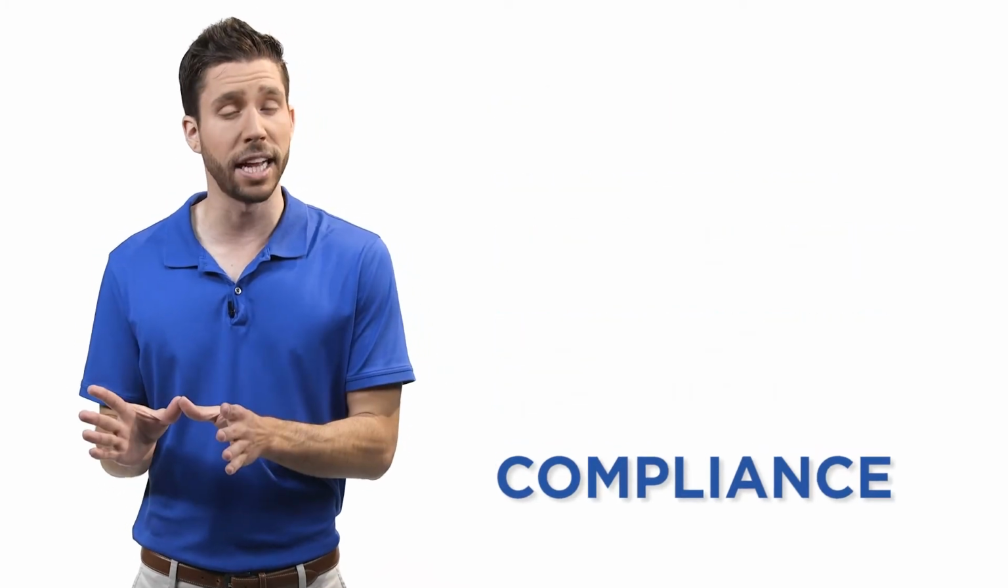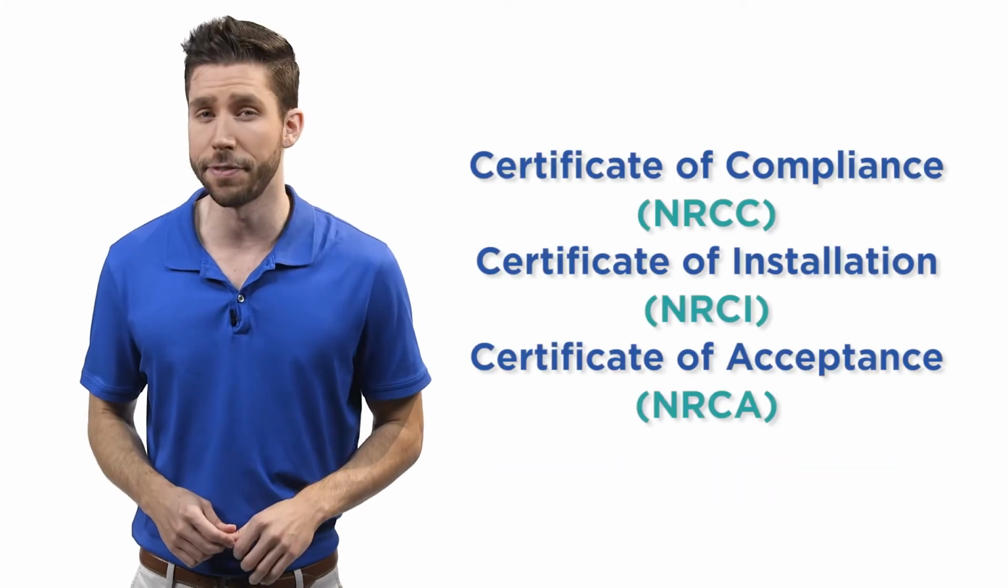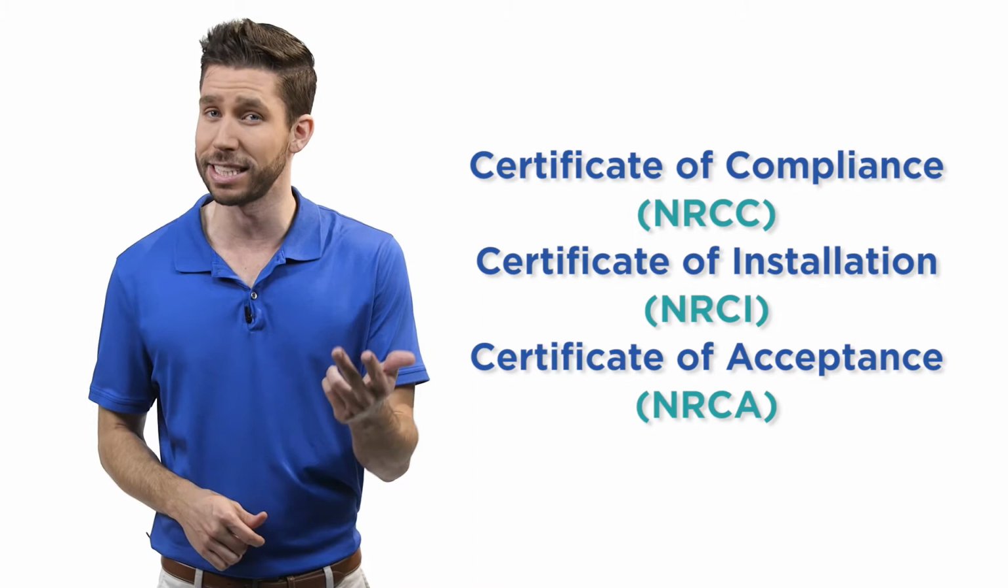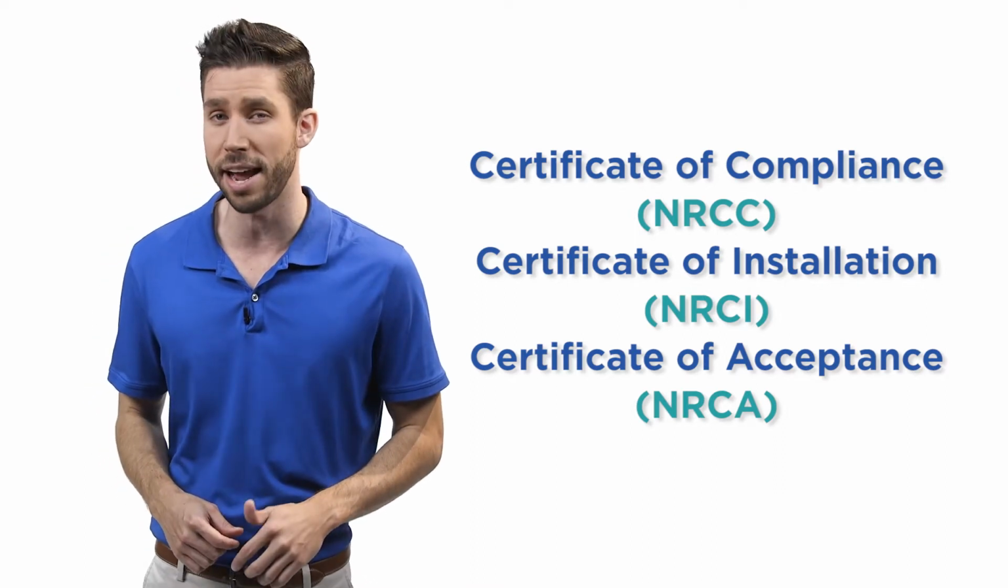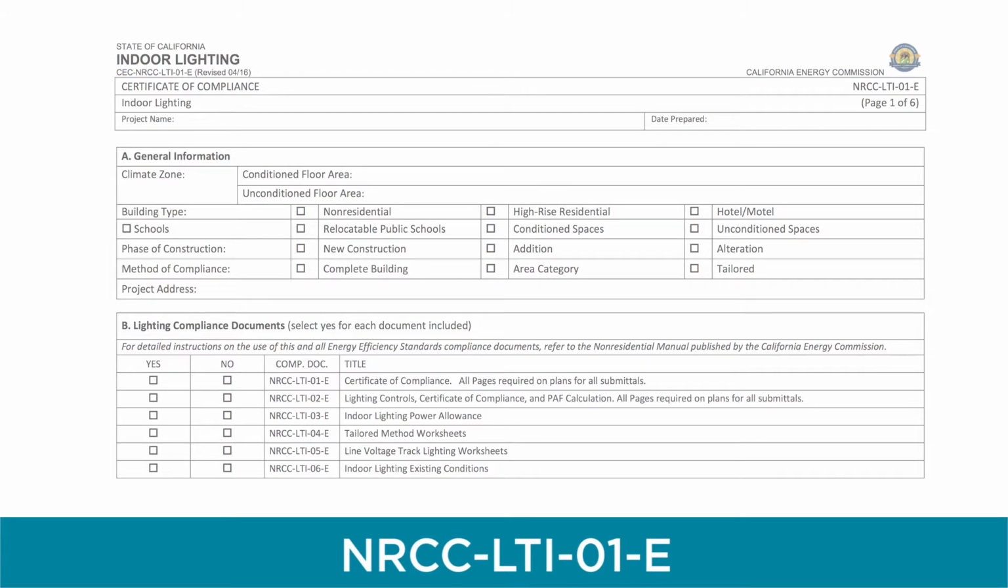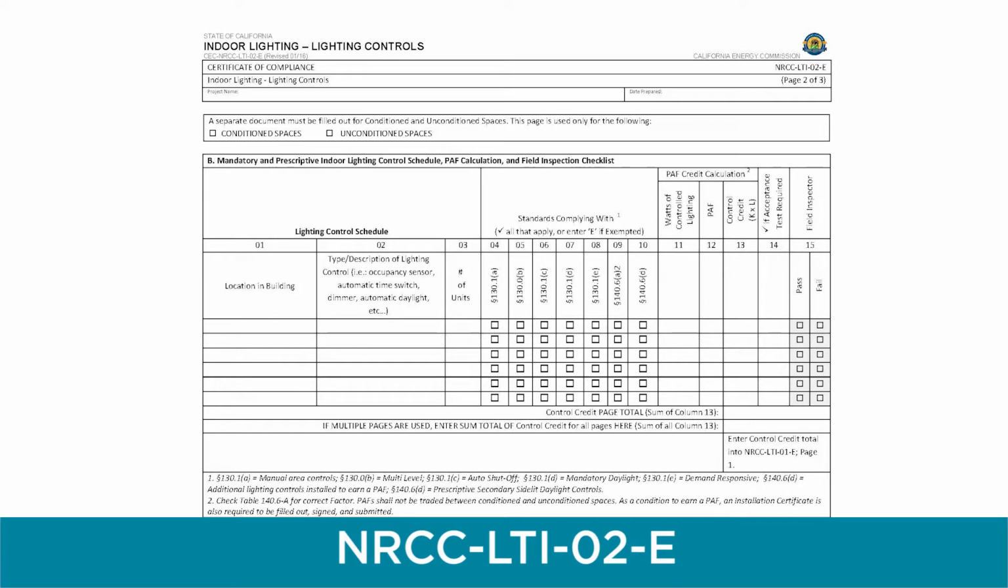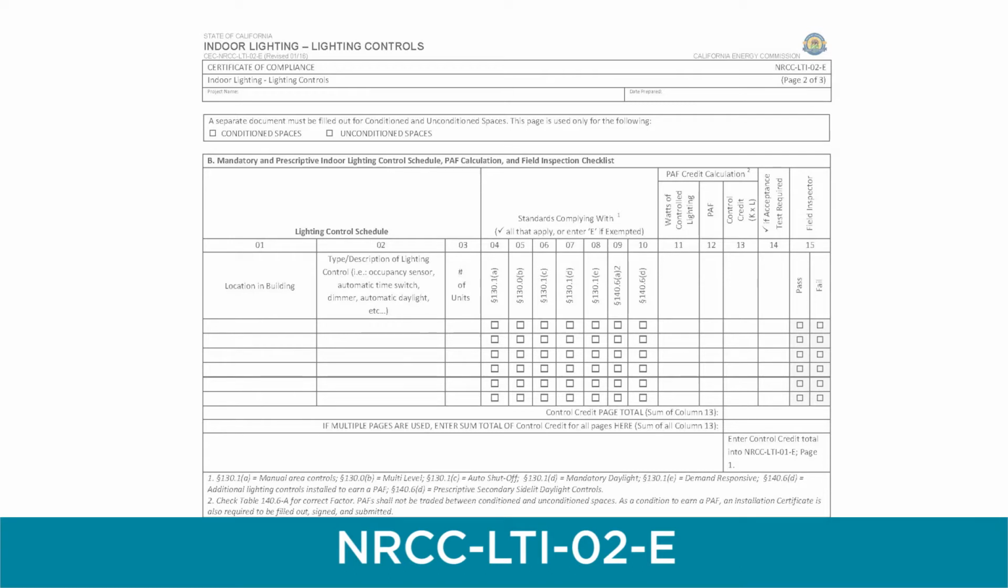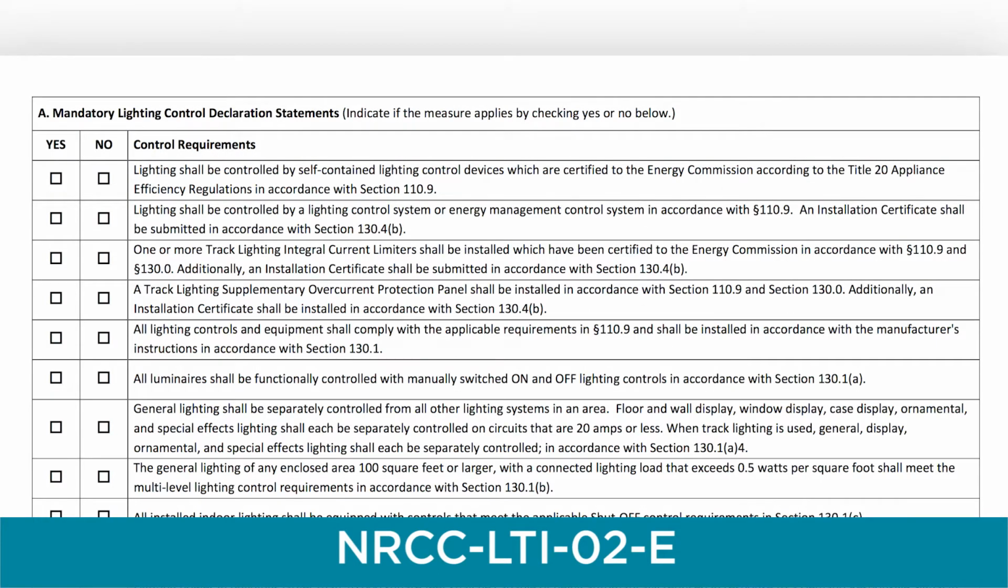All types of automatic daylighting controls must be documented on certificates of compliance, installation, and acceptance when used to comply with the energy standards. Form NRCC-LTI-01-E is required for all buildings. This is the certificate of compliance for indoor lighting. NRCC-LTI-02-E is used to document lighting controls installed to comply with the standards. Automatic daylighting controls must be noted in Table A and listed separately in Table B for both mandatory devices and controls qualifying for a PAF.